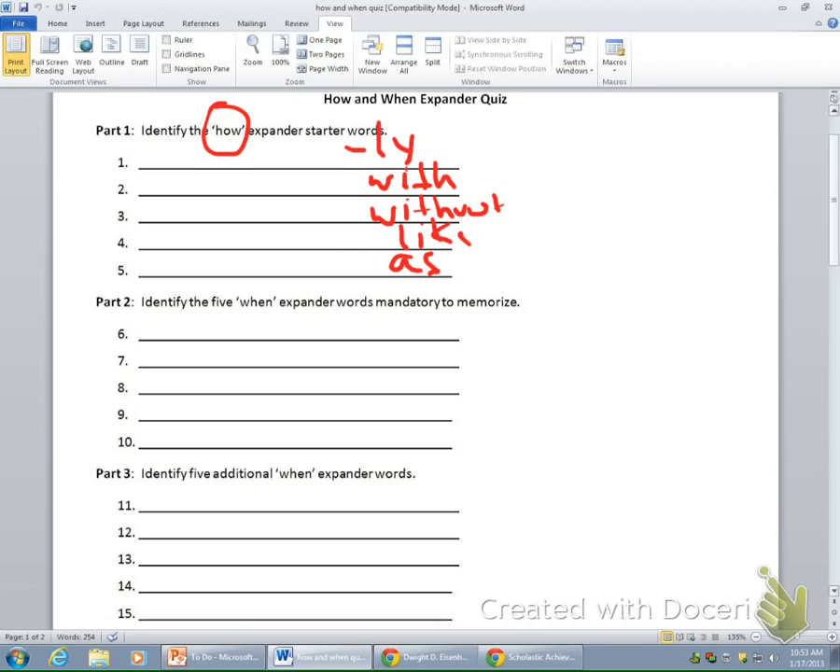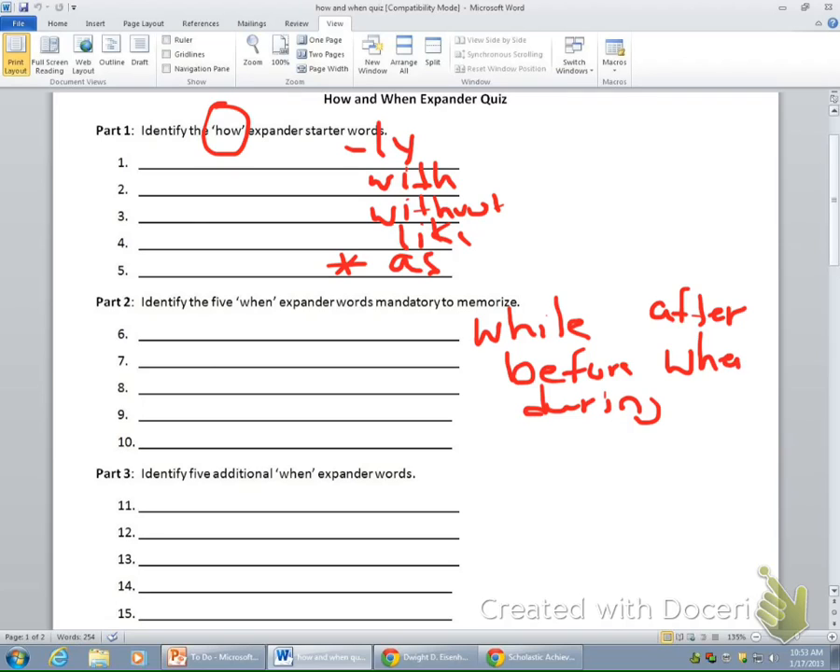Now, as you have to be careful about because as can be for when and how. You have to ask yourself, is this phrase telling me how I did something or is it telling me when I did something? Part 2, there were 5 when expanders that I said you had to have memorized. Okay? They were while, before, during, after, and what was the last one? When.